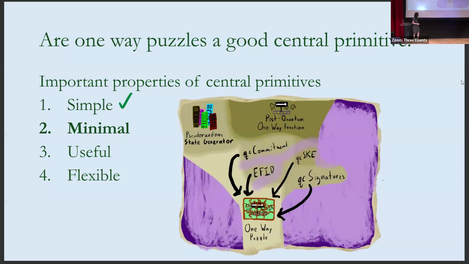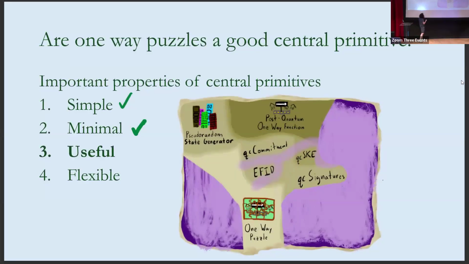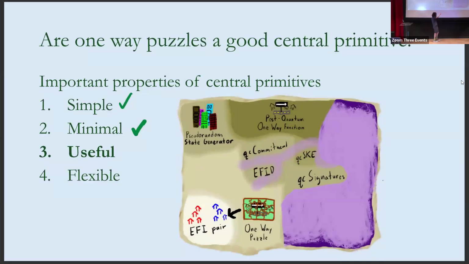And furthermore, one-way puzzles can actually be built from basically any QC primitive that you can think of. And it's fairly easy to show most of these constructions, at least. So one-way puzzles are minimal. The next question then is, are they useful? KT24 also gives some answer to this question, by showing that one-way puzzles can be used to build EFI pairs, and so therefore everything in microcrypt. And so, yeah, this is great. Woo, one-way puzzles can be used to build a lot of crypto.